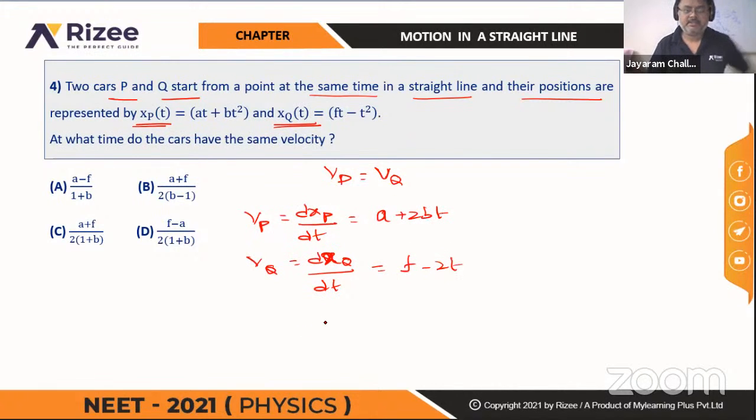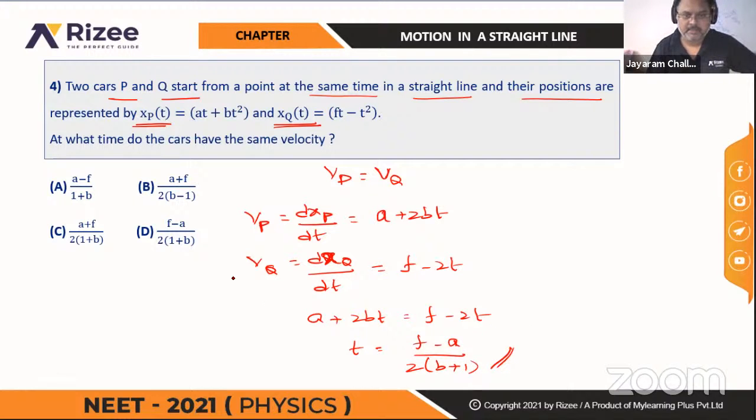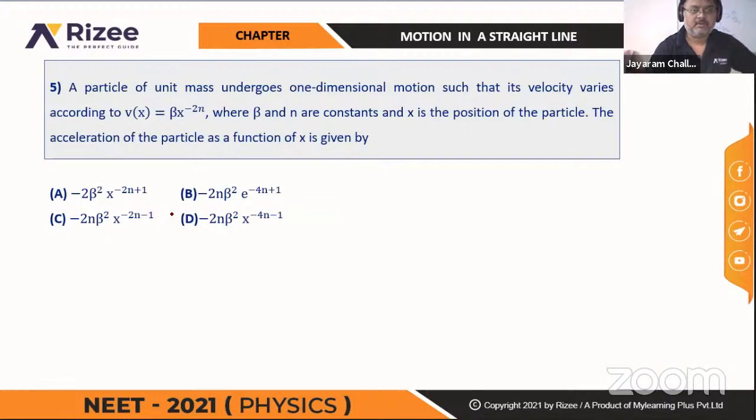So he has stated that these two are the same, so equate them. That means a plus 2bt is equal to f minus 2t. We need to find the time from this relationship. So you'll get t equal to (f minus a) by (2b plus 2). Okay, so this should be our relationship, (f minus a) by (1 plus b). So this is our option.